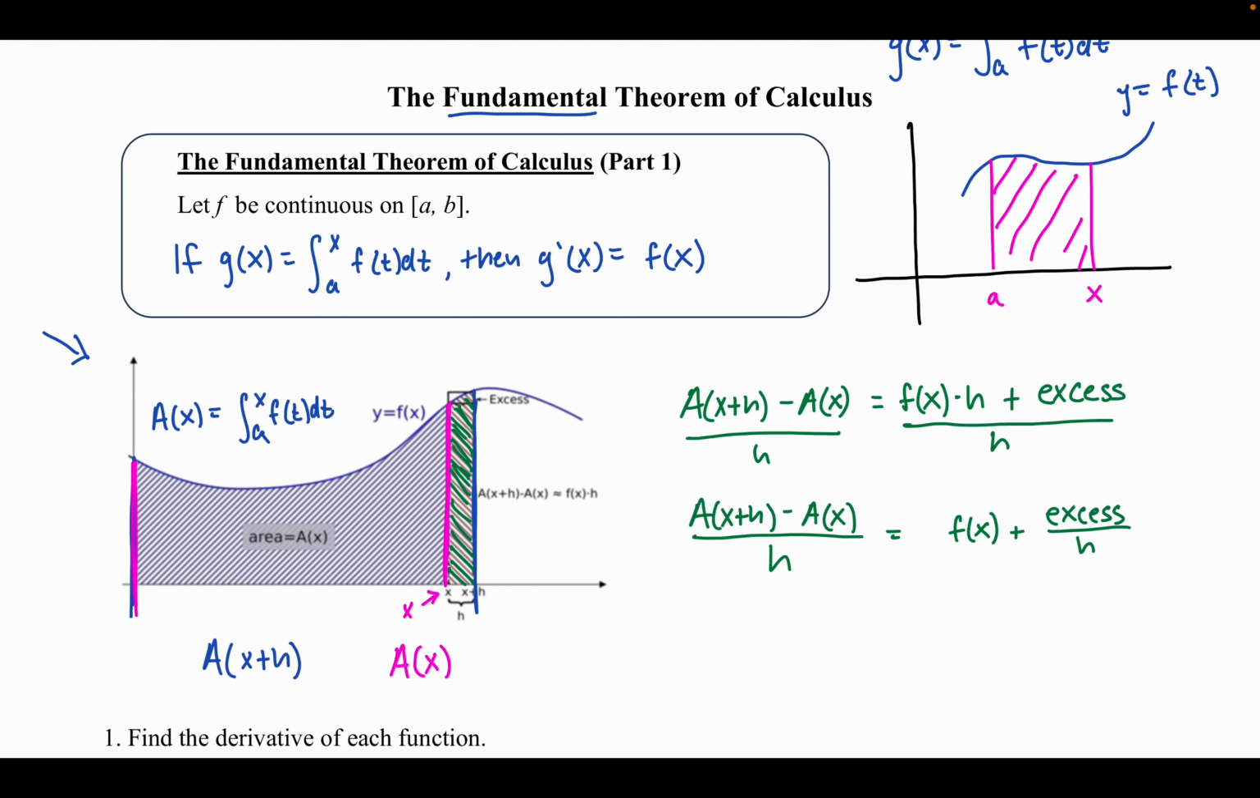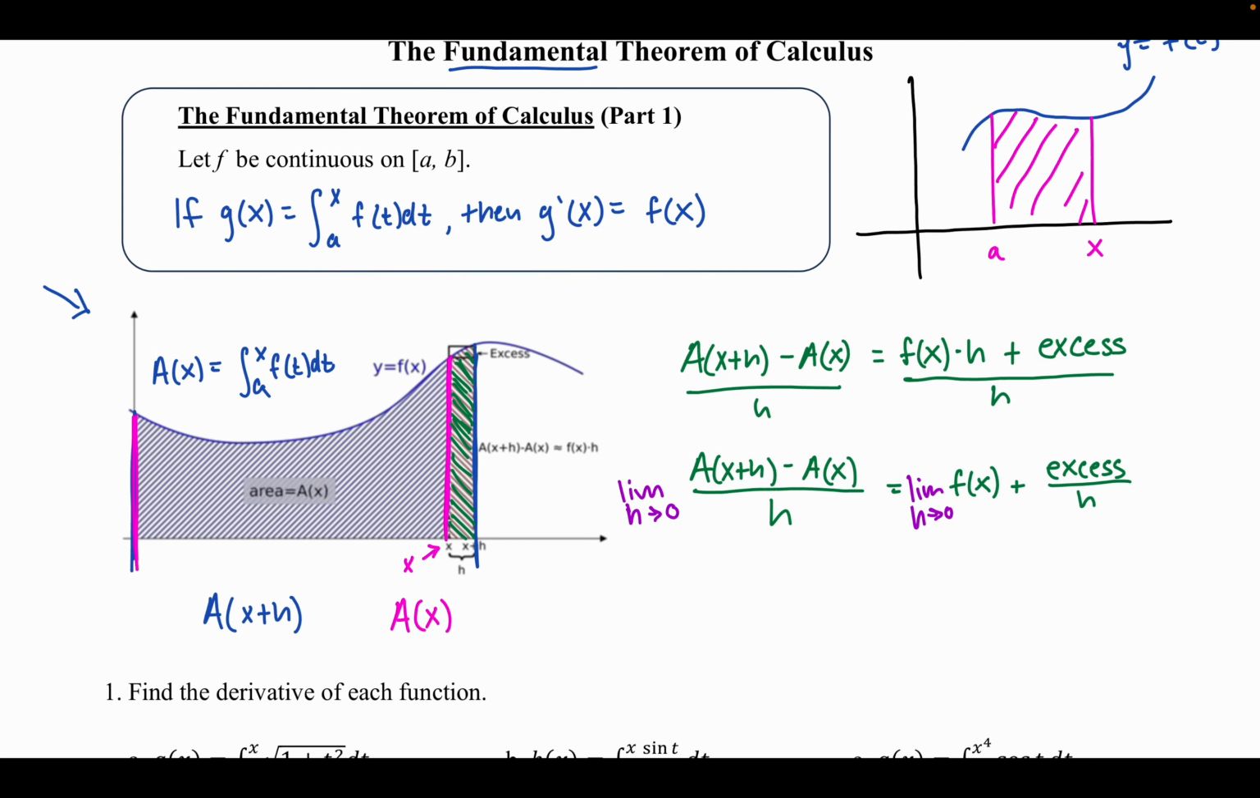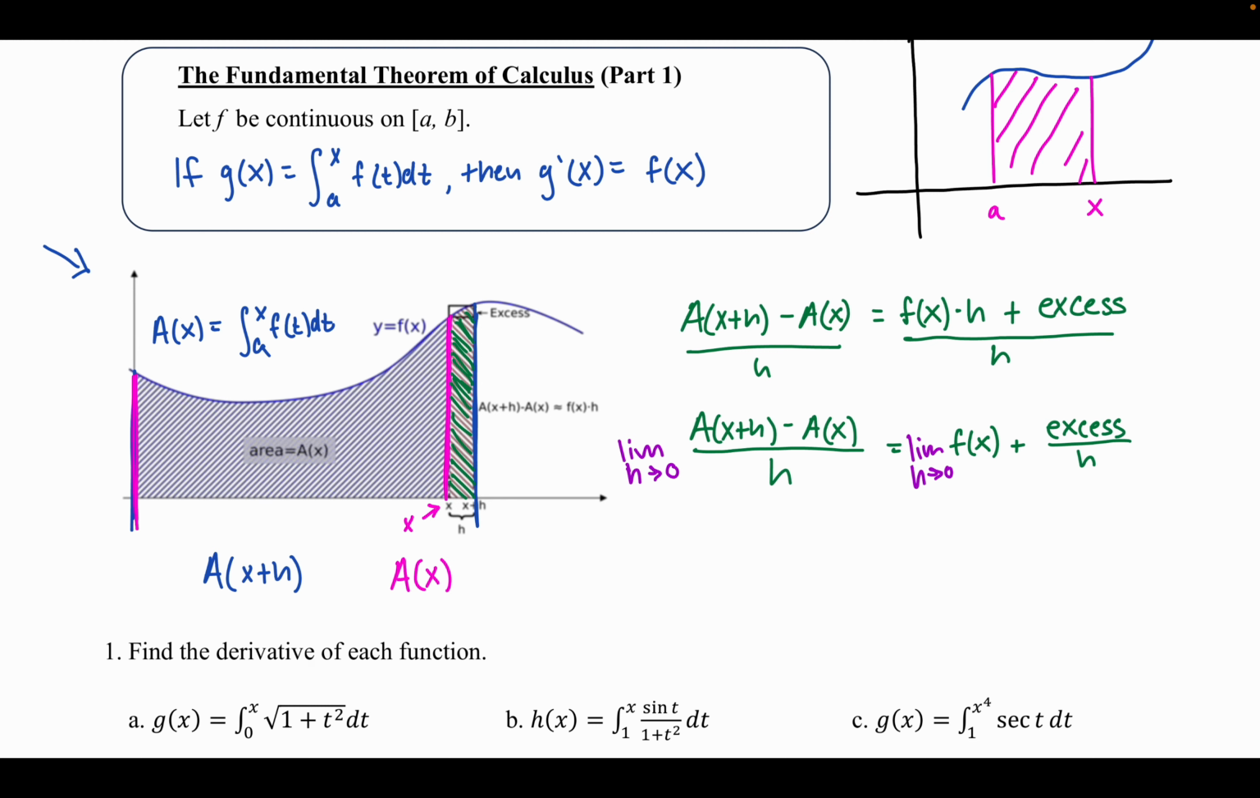If I take the limit of this as h goes to 0, we'll have to do it to both sides, what does that left-hand side become? It actually becomes the derivative of A. You can look at the right-hand side, and what does that become? So f of x right now doesn't depend on h at all, so it's just f of x.